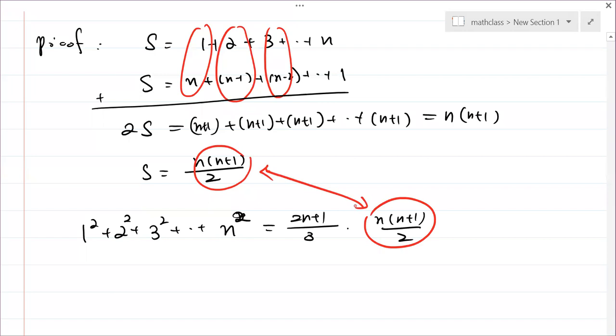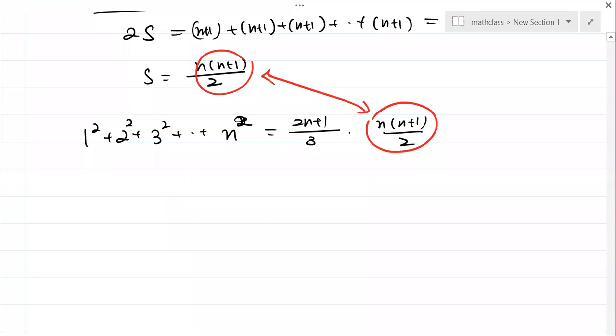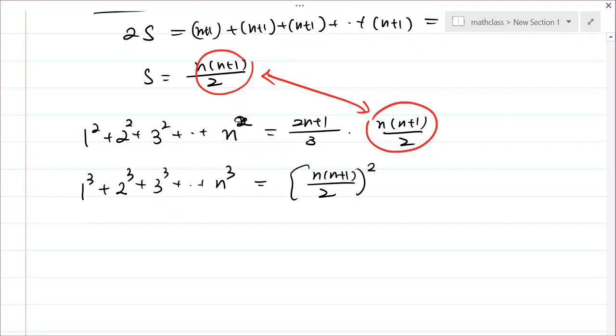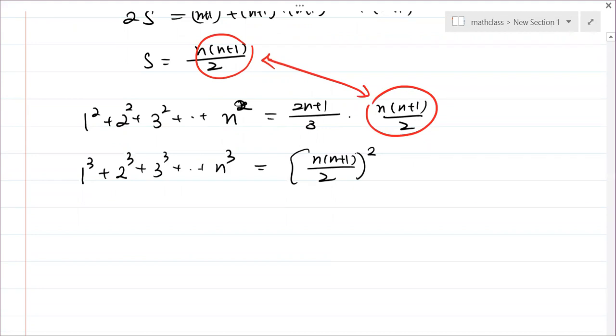We can compare this. There's an additional term, 2n plus 1 divided by 3. Then we have 1 cubed, 2 cubed, 3 cubed, and we find out this is going to be n times n plus 1, squared. Well, that's more interesting, right? But how about 1 to the 4th? Probably we have a formula, you can find it on the internet. But the question is whether you can always get a simple expression. We don't know.